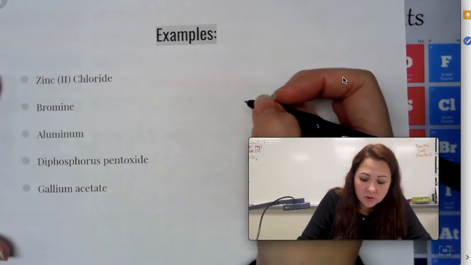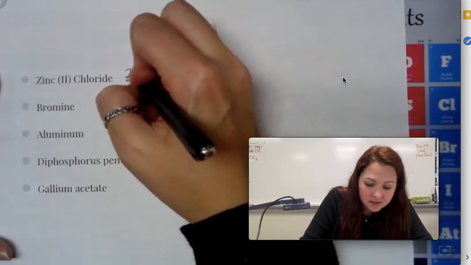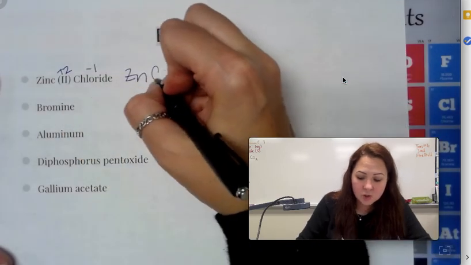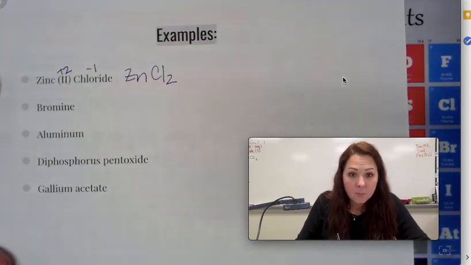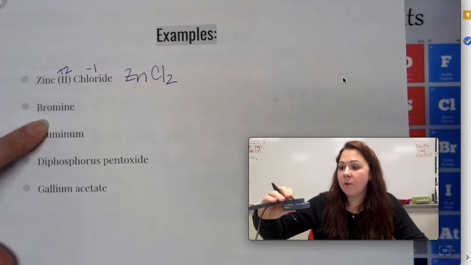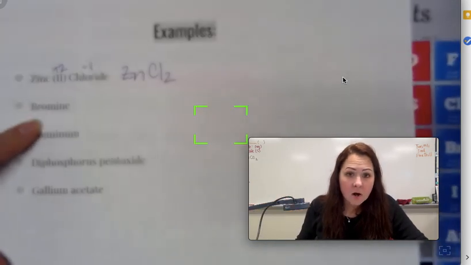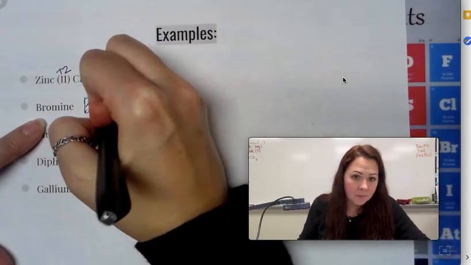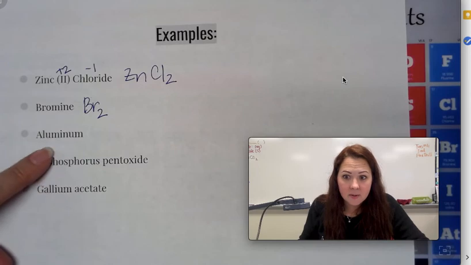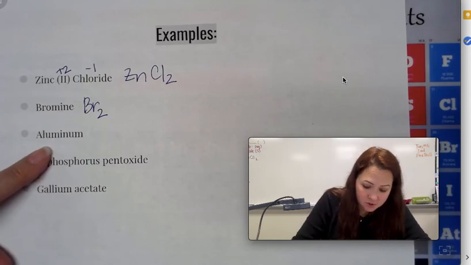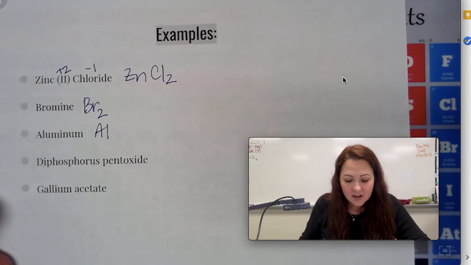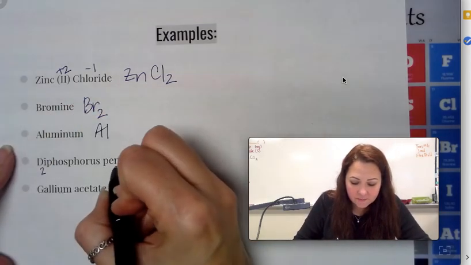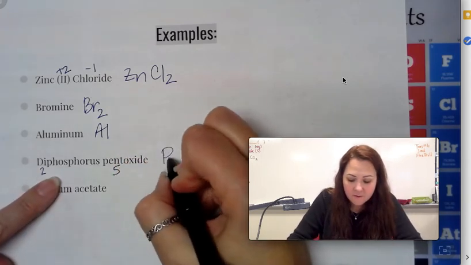So zinc 2 chloride: zinc has a +2 charge, chlorine is -1. So ZnCl2 is my formula there. Bromine is in Brinkelhoff. With bromine being in Brinkelhoff, that means it automatically gets a 2 when it's a single element. So it's Br2. Aluminum, a single element again, is not in Brinkelhoff, so that one's just Al. Diphosphorus, di means 2. Pentoxide, pent is 5. So I have 2 phosphorus, 5 oxygen.